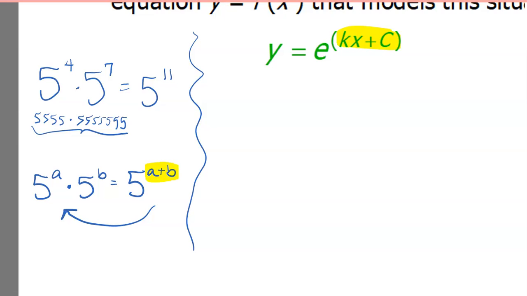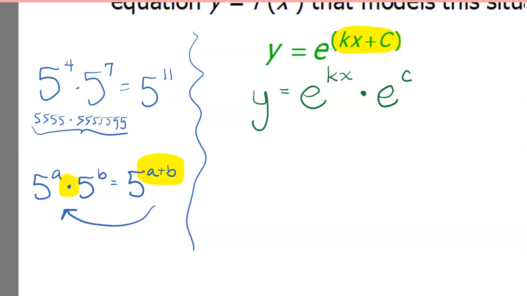If I'm adding exponents, as I am here, then what this rule tells me is that that's the same as e to the kx times e to the c. Take a second to let that sink in a little bit. What we just did is that if I'm adding exponents, that's the same as multiplying things with separate bases.